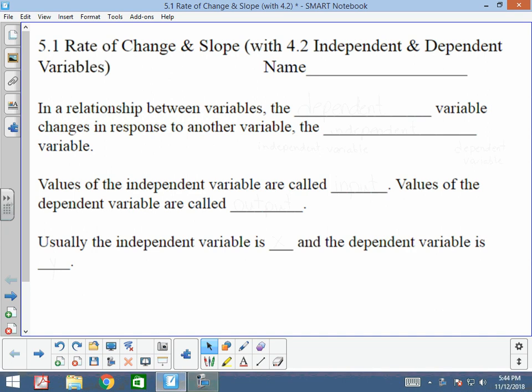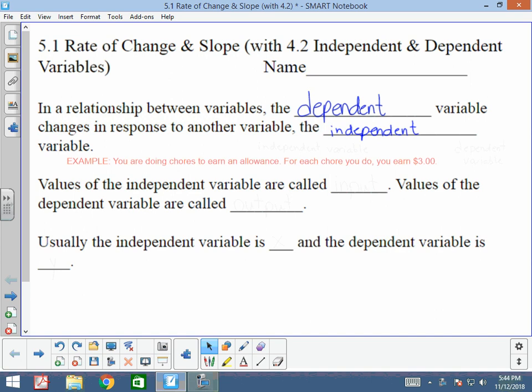So let's start there. In a relationship between variables, the dependent variable changes in response to another variable, which is the independent variable. So the dependent variable depends on the independent variable.